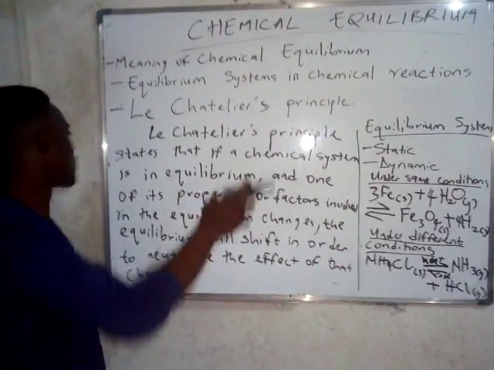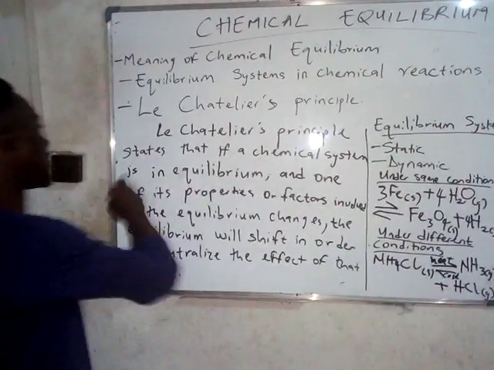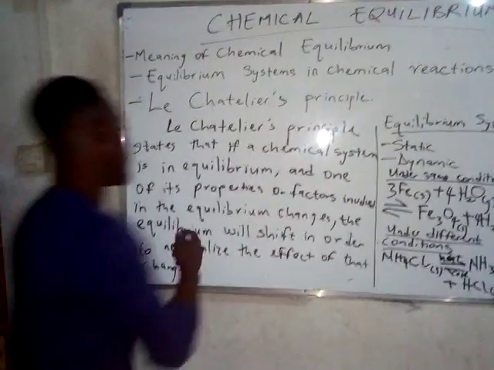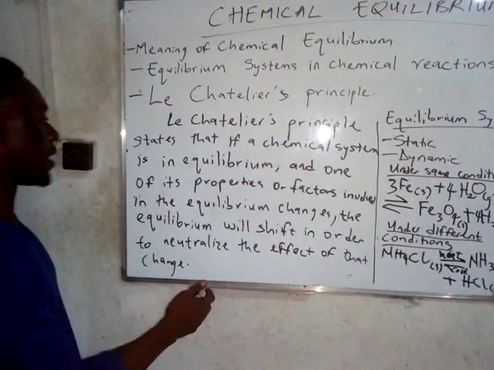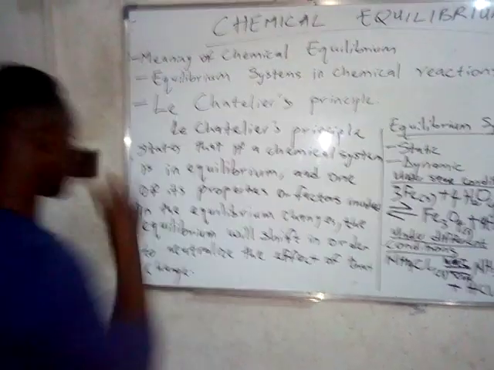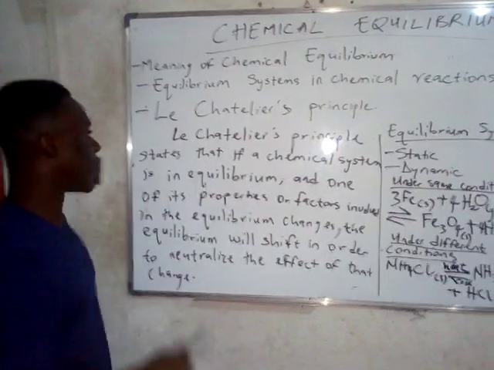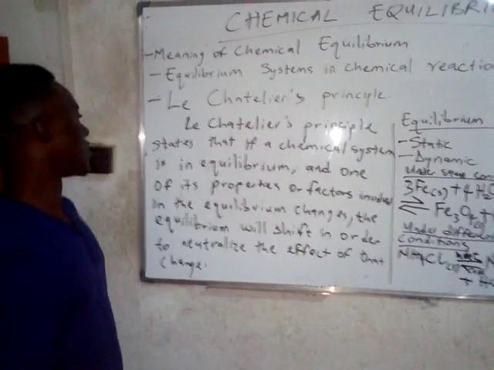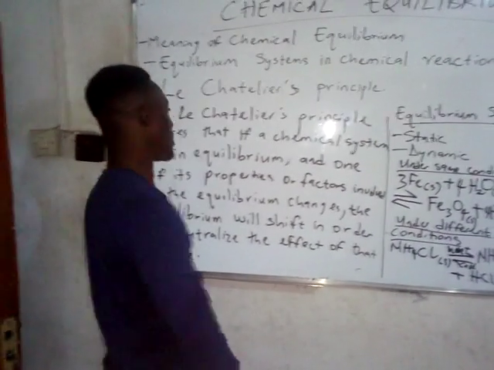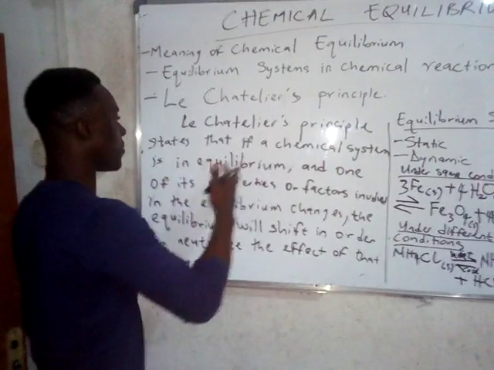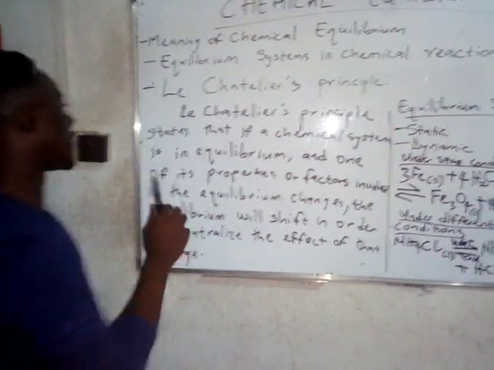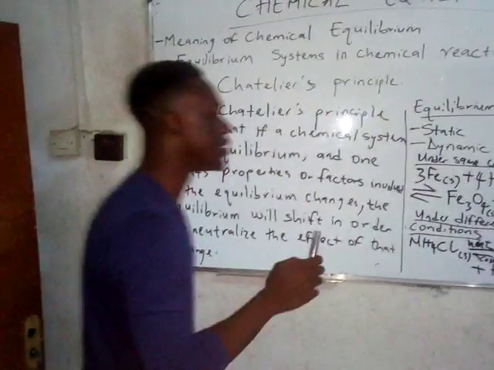Now, from what we have on the board, you see that Le Chatelier's principle states that if a chemical system is in equilibrium and one of its properties or factors involved in the equilibrium changes, the equilibrium will shift in order to neutralize the effect of that change. Like what I said earlier, this principle is just trying to explain what happens in a chemical system that is in equilibrium. Breaking this down, it says if a chemical system is in equilibrium and one of its properties or factors involved in the equilibrium changes.